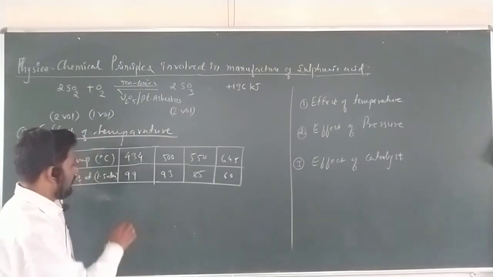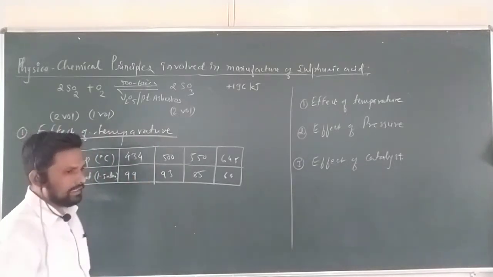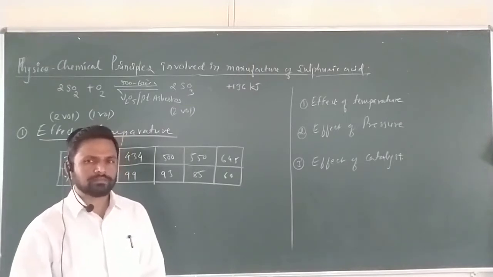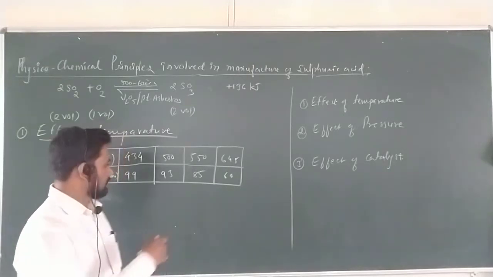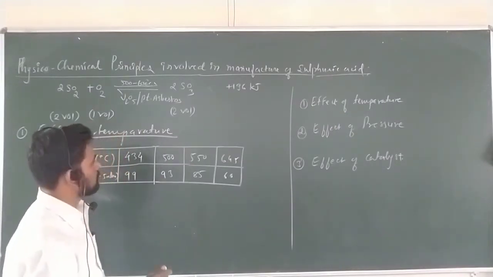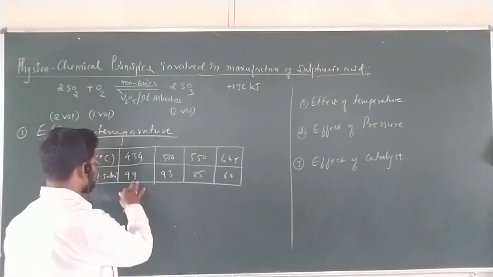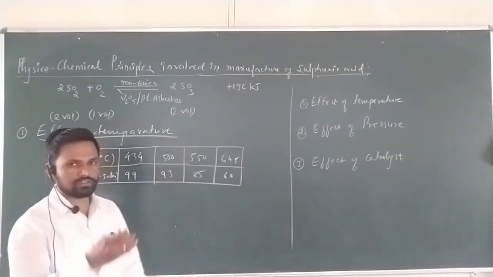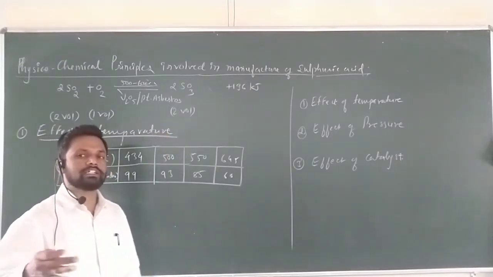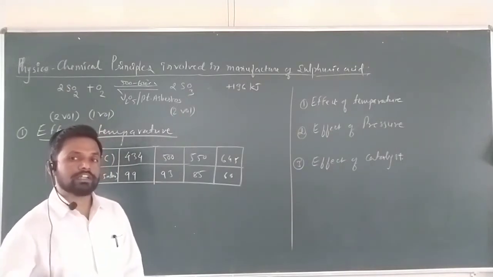Therefore, we require an optimum temperature, even at a certain rise in temperature, but the rate of reaction should be maximum. So, we can obtain approximately the percent yield at 500 to 600 degrees Celsius, where we can get 80 to 90% conversion of SO3.